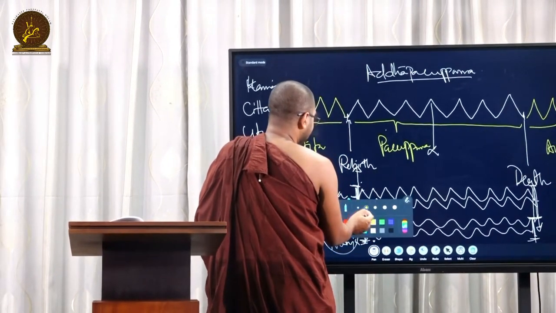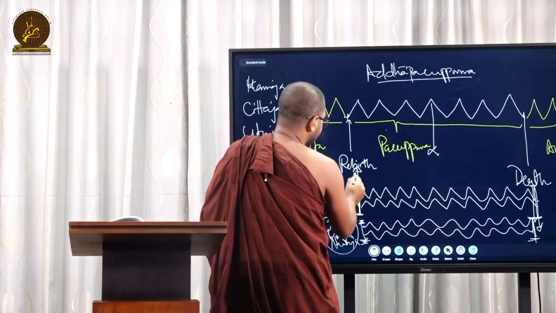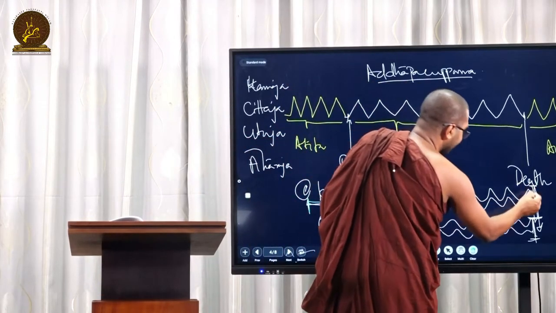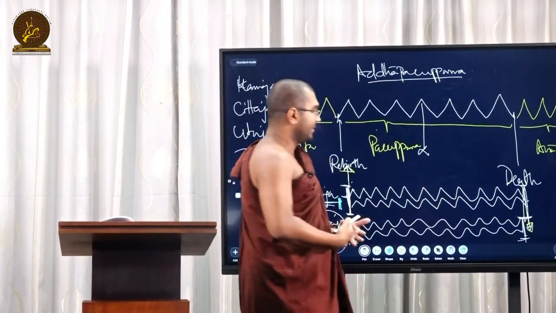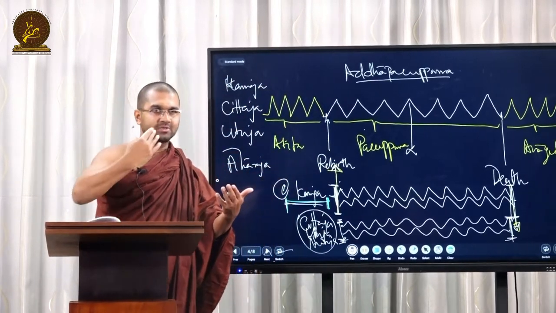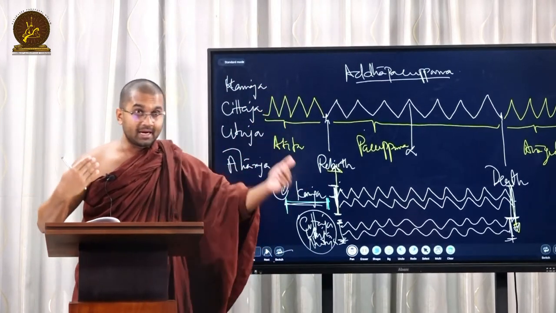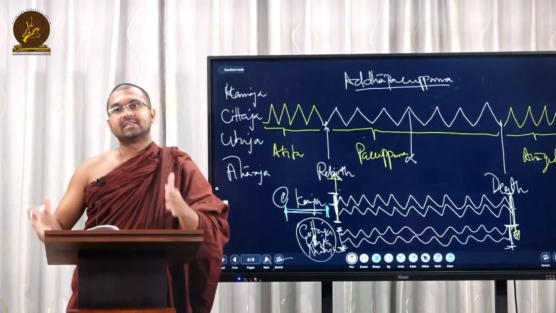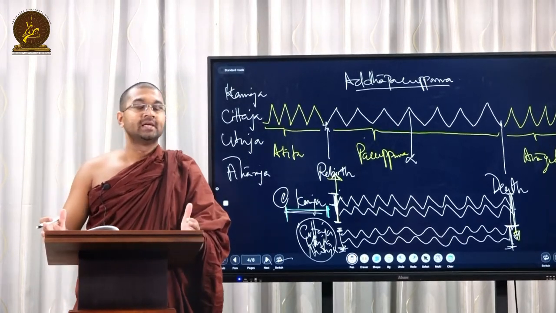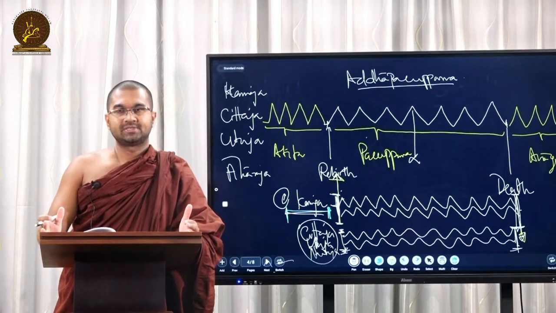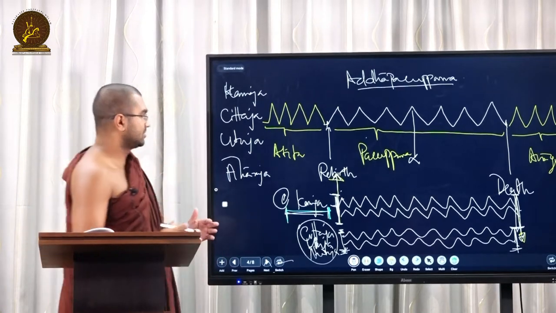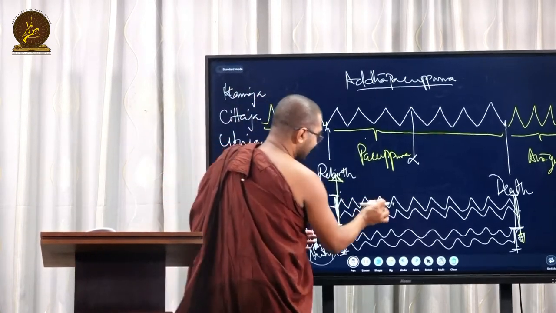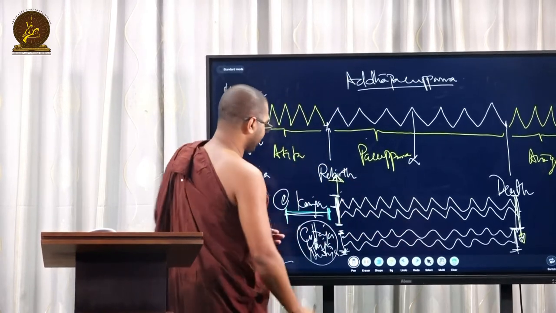So this is the rising and falling of Kammaja Rupas according to the tradition. When you meditate, when you contemplate, the Kammaja Rupas arose at the moment of rebirth and passed away at the moment of death. This is considered contemplating Udayabbaya in Kammaja Rupas. It is not necessary to focus on the rising and falling of Kammaja Rupas at each moment.